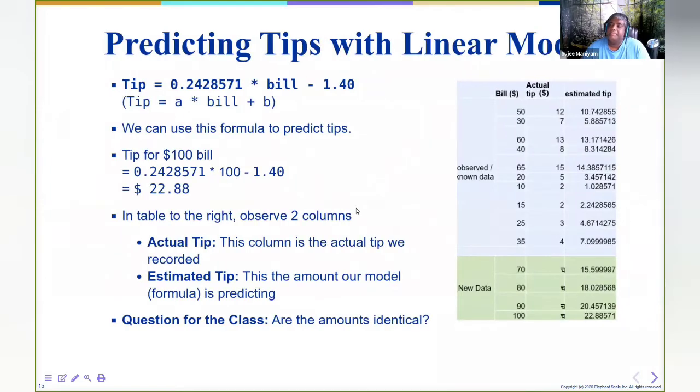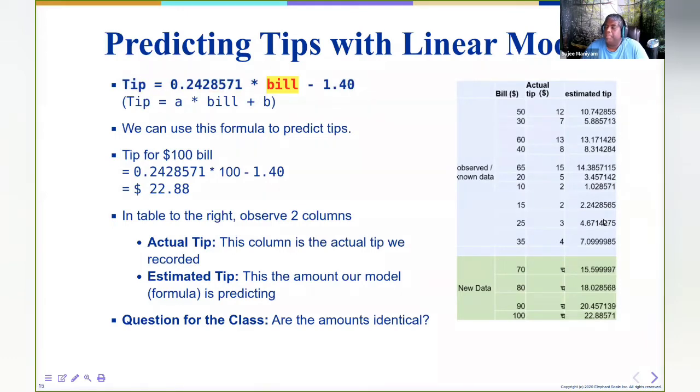Now, remember this is my formula. What I did was I created another Excel spreadsheet. This is my input data. My input data is bill and tip. This is the observed event, meaning this is the actual bill, this is the actual tip. But I also have a formula. When I plug the bill amount into my formula, it is going to predict a tip amount.